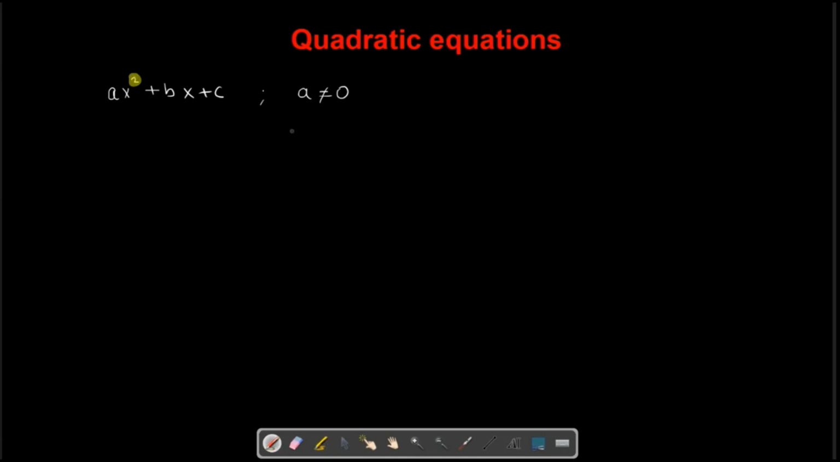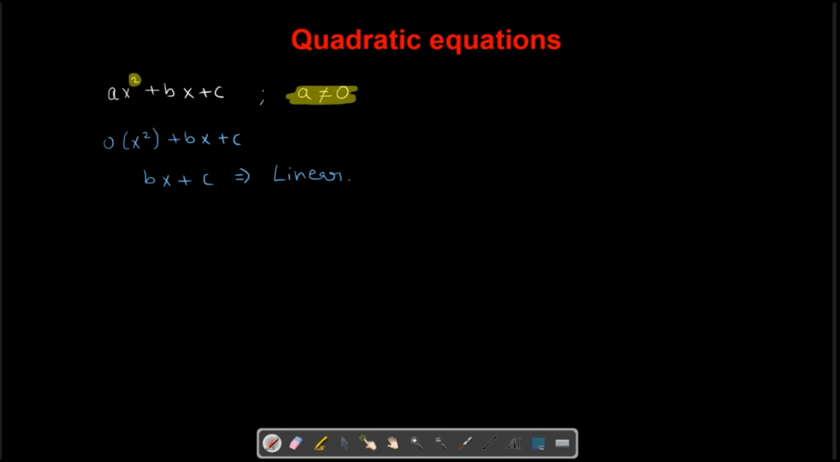A, B, and C are constants, but A cannot be 0 because if we plug in A as 0, it is 0 times x square plus bx plus c, and 0 times x square is just 0. So it turns into bx plus c, which is a linear equation, not a quadratic equation. So that is the reason why we put a condition that A cannot be 0 for that equation to hold as a quadratic equation. This is an expression right now.